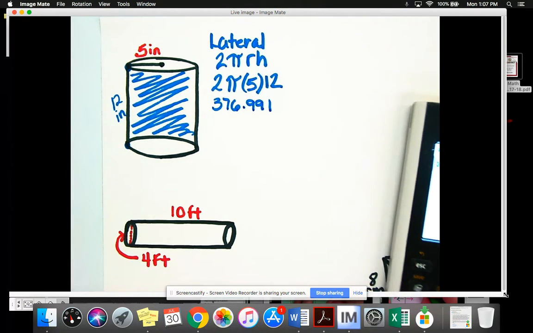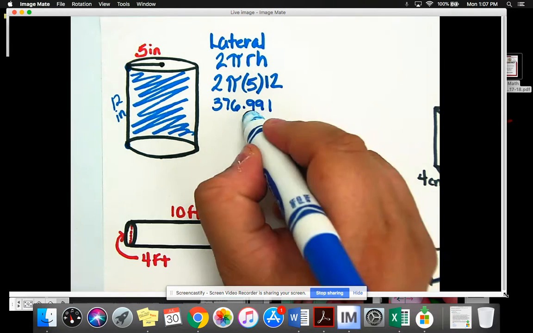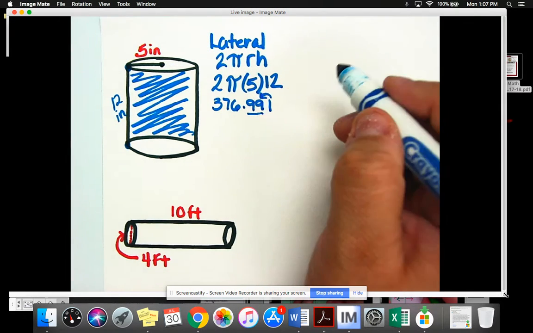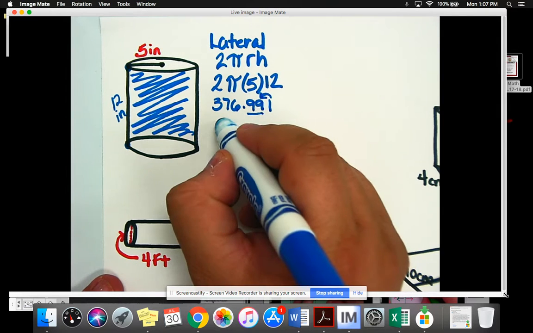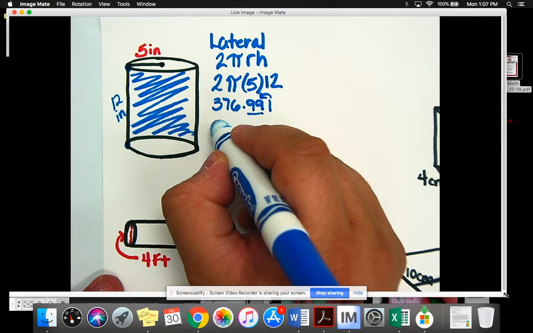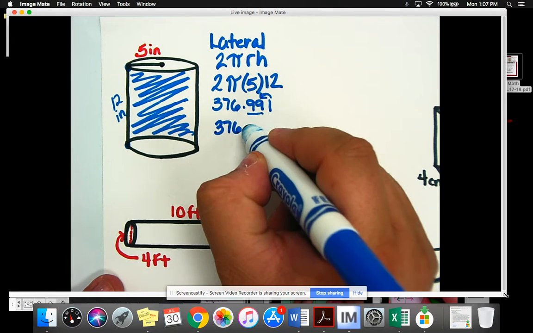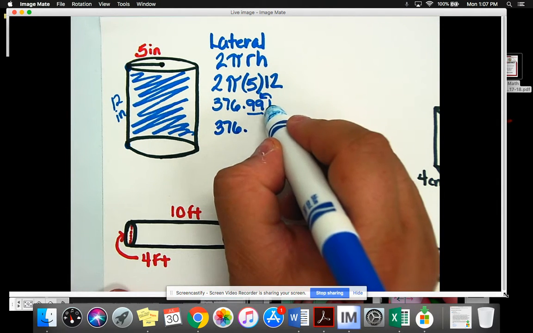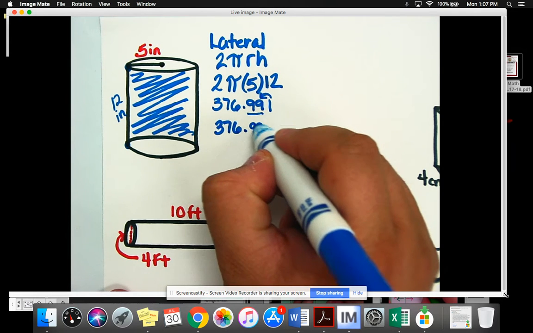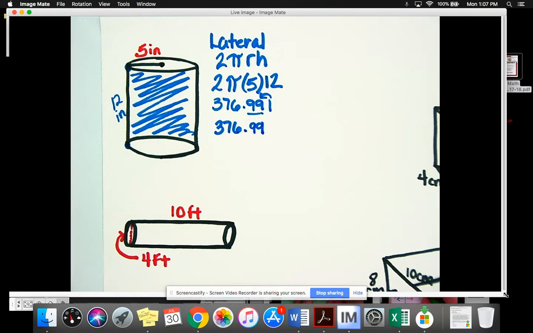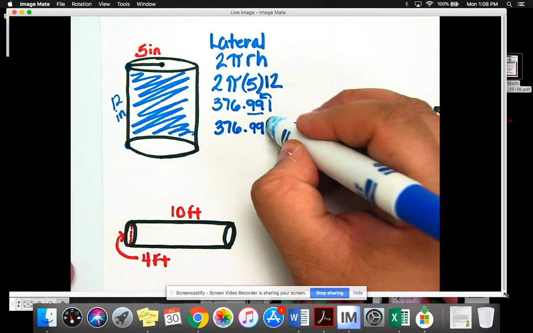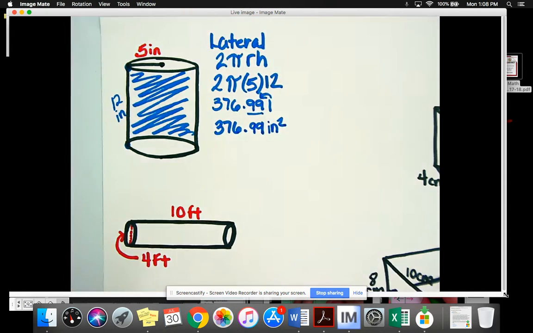376.991. Now the thing about this is that you want to have at least only 2 decimal places, depending on your answer choices, but you want to round. 5 or more, add 1 more. 4 or less, let it rest. So this would come out to approximately 376 and 99 hundredths, or 376.99, because we're rounding. And we have inches squared. So that's lateral.